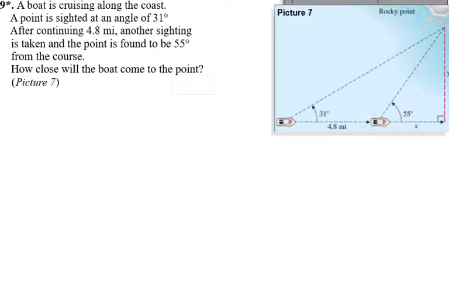Here's another example. A boat is cruising along the coast. A point is sighted at an angle of 31 degrees. After continuing 4.8 miles, another sighting is taken and the point is found to be 55 degrees from the course. How close will the boat come to the point? When they say how close, they mean to find this distance, the closest distance to the point. So I'm going to call it y. And I'm going to look at the first triangle, the green one.